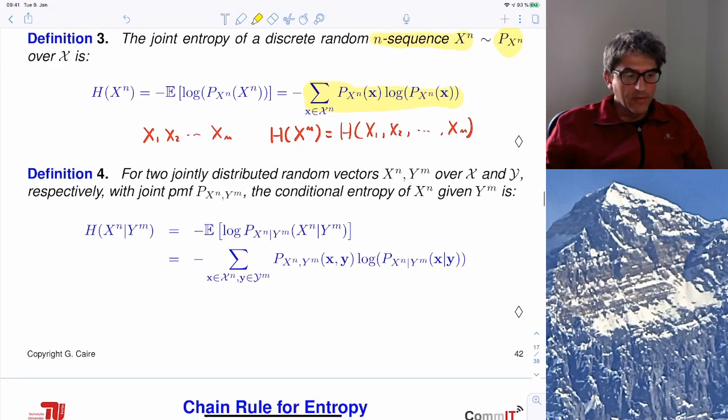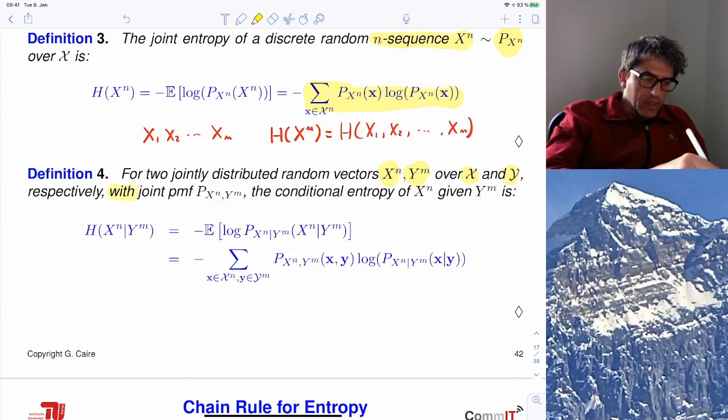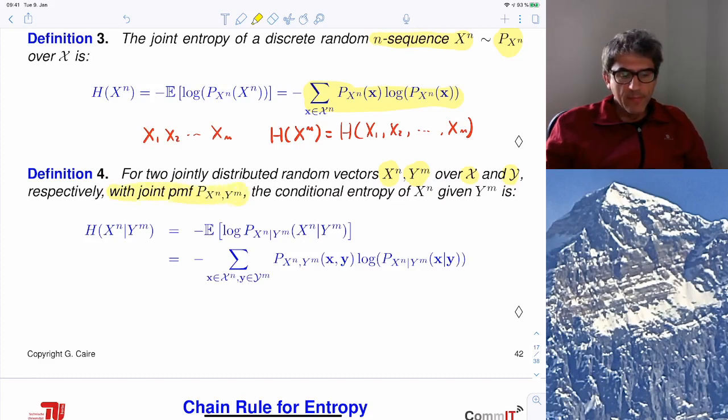Now, what is slightly different, not a direct generalization, is the concept of conditional entropy. Suppose that we have two jointly distributed random vectors, X^n and Y^m. They need not be of the same length, and they need not be defined on the same alphabet. In general, X^n will be defined on alphabet X, Y^m defined on alphabet Y. They are jointly distributed with a given joint PMF, and then we can talk about the conditional entropy of X^n given Y^m.